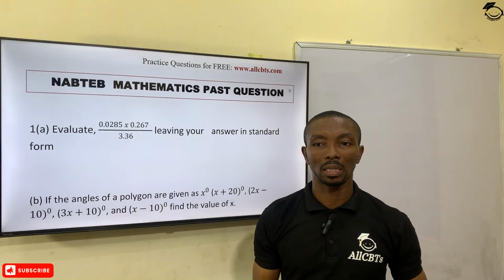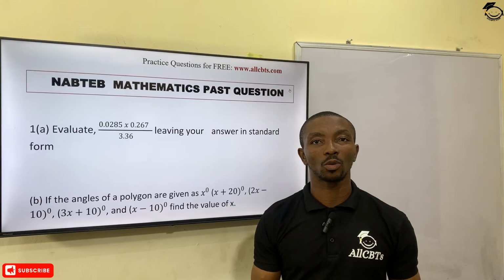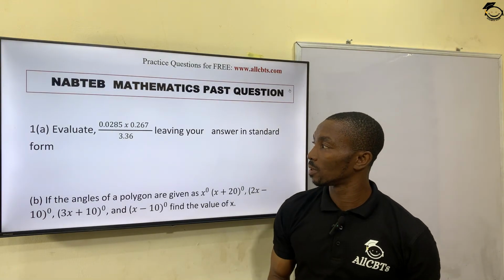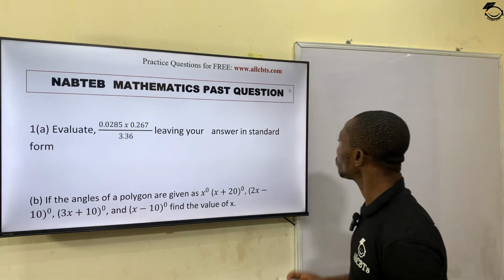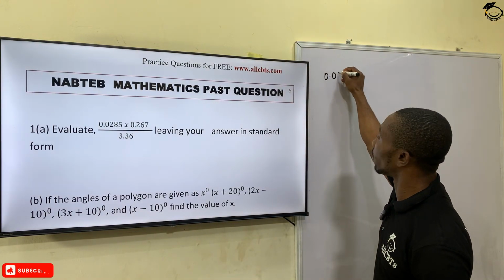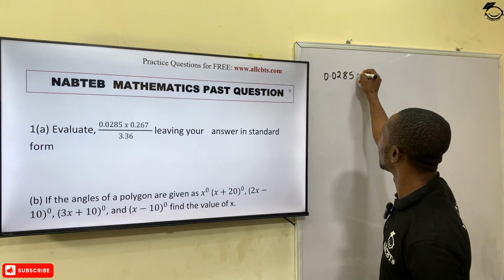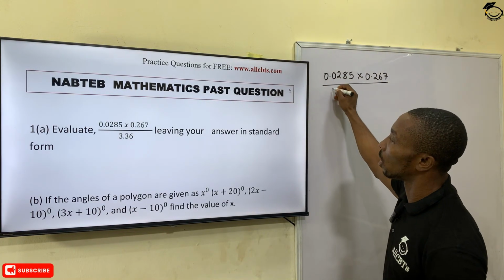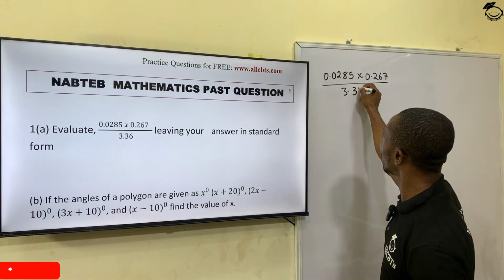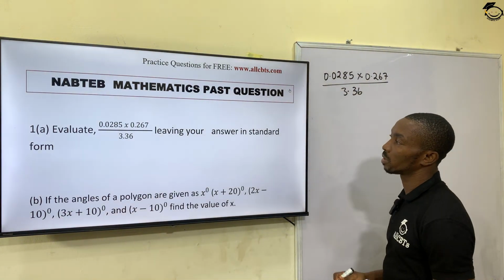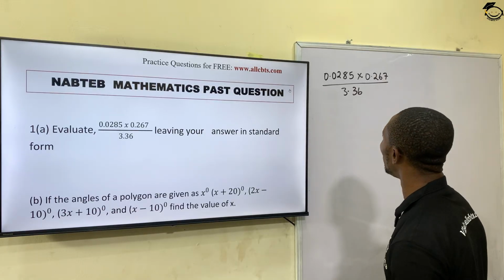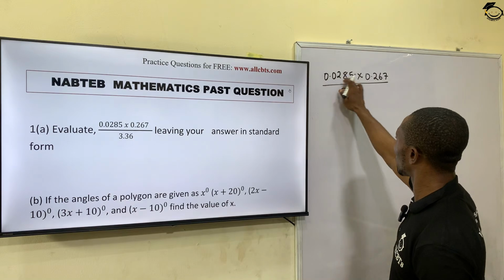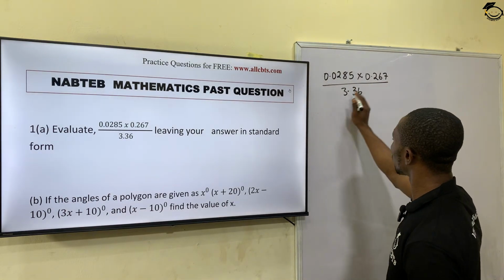Today we'll be looking at NABTEB Mathematics past questions. Our first question says, evaluate 0.0285 times 0.267 all over 3.36, leaving your answer in standard form. Now, for us to leave our answer in standard form, let's first of all convert those numbers.